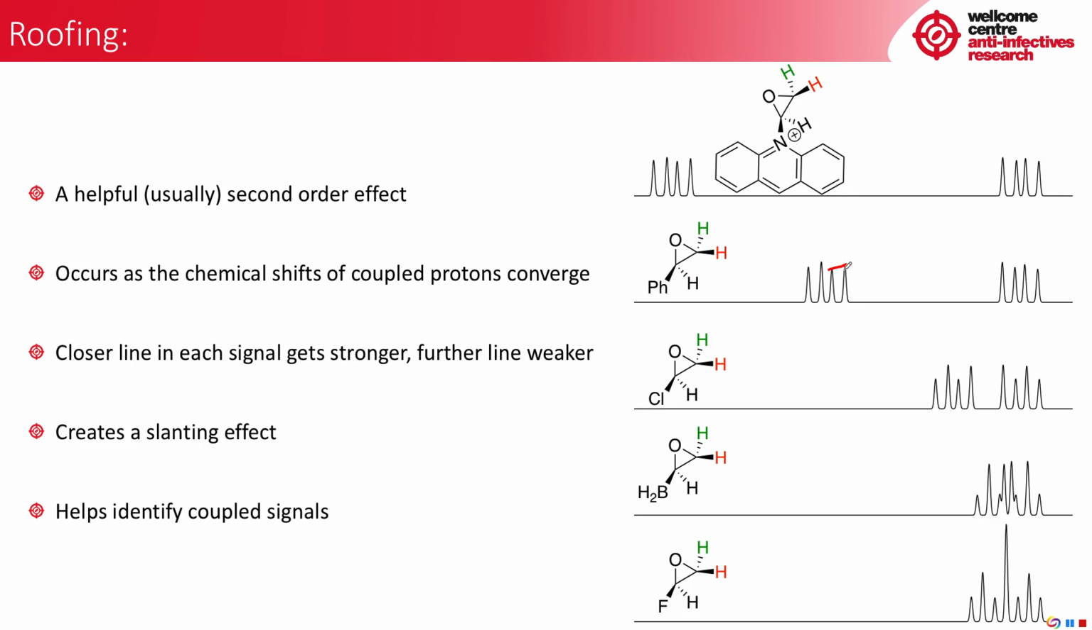I should mention that because we have a sequence of doublets, so this is one doublet, and this is another doublet, together they form a doublet of doublets, you can see the slanting pattern repeated in each doublet. So if we then make this group smaller still, we go to a chlorine, we can now see very clearly that we have a pretty serious slant. We would be able to tell these are coupled based on this.